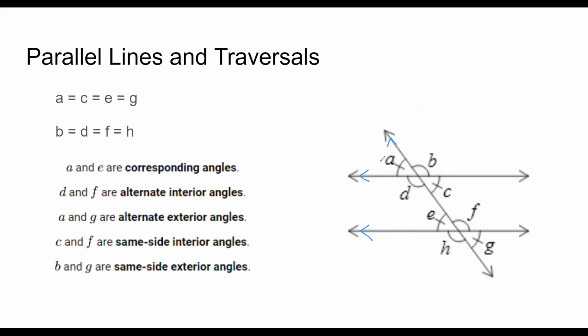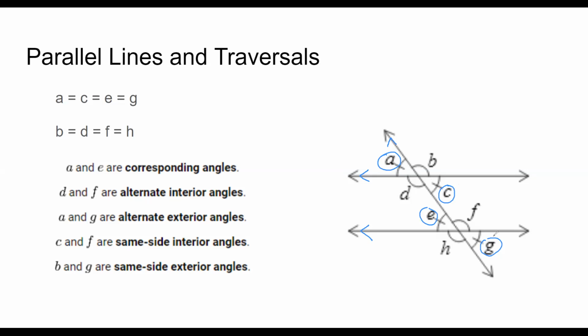Let's say we have A here. A and E are congruent because they're on the same side of the parallel lines and the transversal. They're both on the upper left of this. So they're the same. Well, A and C are the same because they're vertical angles. And then E and G are also the same. So then you can say angle A, angle C, angle E, angle G are all the same.